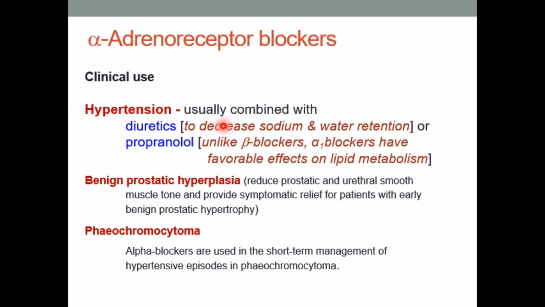In other clinical uses, this is good to know. It is also used in patients with BPH, benign prostatic hyperplasia, which is difficulty in urination because of the enlargement of the prostate, and also in pheochromocytoma. Just now we've covered this: in pheochromocytoma there's an increase in release of adrenaline and noradrenaline, and this can also lead to hypertensive episodes.